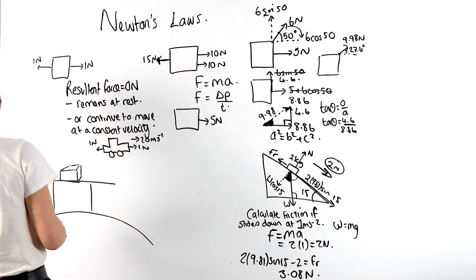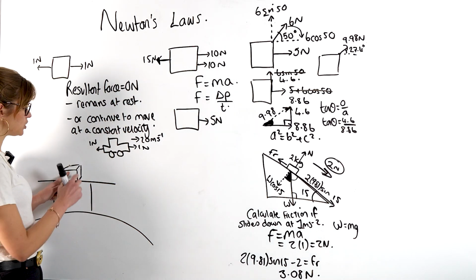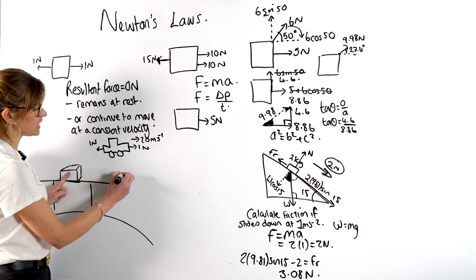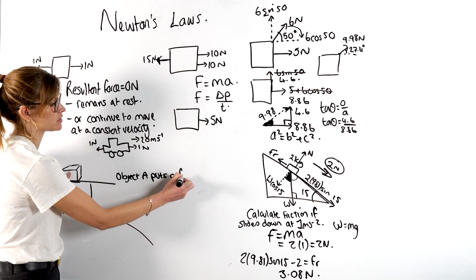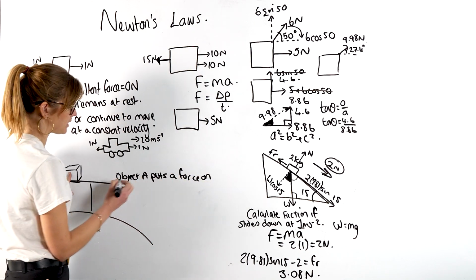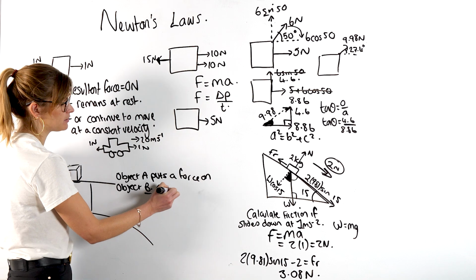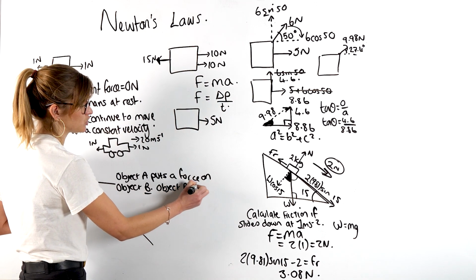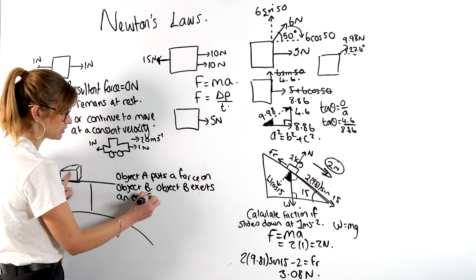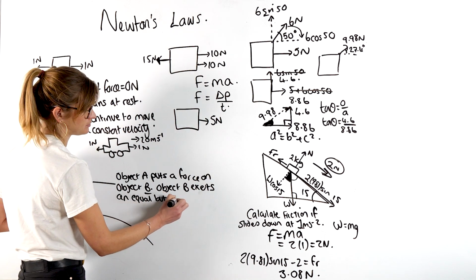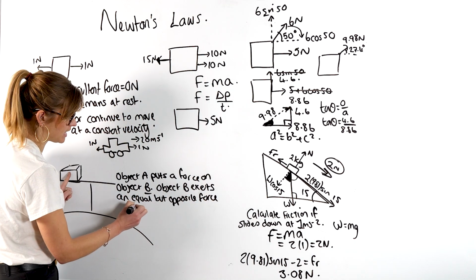Okay, next is Newton's law. You might be thinking about Newton's third law. So Newton's third law is over here. Newton's third law tells us if object A exerts or puts a force on object B, object B exerts an equal but opposite force on object A.